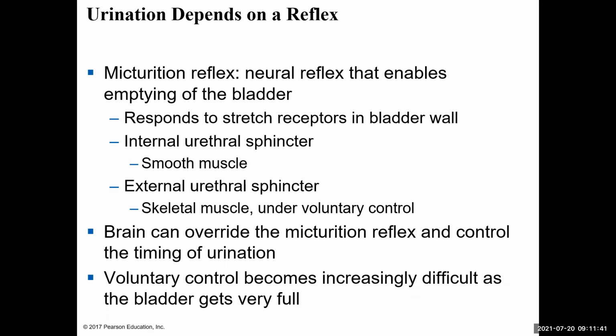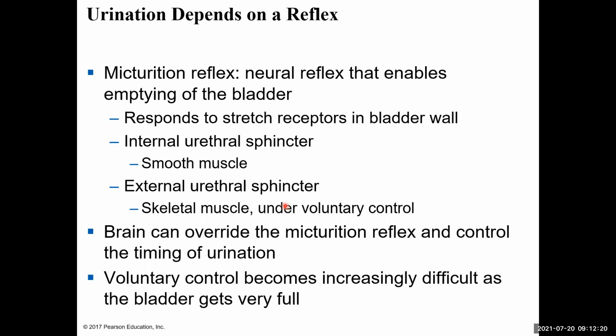Now, urination also depends on a reflex. So the process of urinating, once the urine has been made, is based off of a specific reflex called the micturition reflex. So this is a reflex that enables the bladder to be empty. Basically, it responds to stretch receptors that are in the tissues of the bladder wall, and the internal urethral sphincter and the external urethral sphincter. So the internal sphincter is a smooth muscle. The external sphincter is actually a skeletal muscle that's under voluntary control.